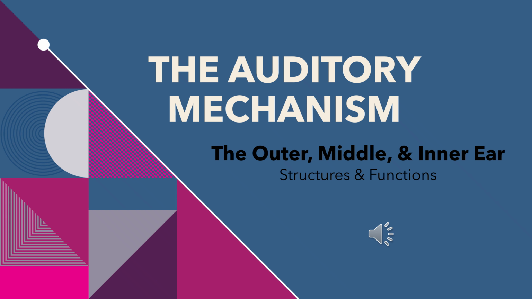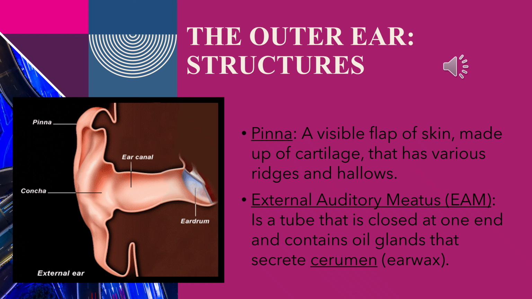The auditory mechanism. The structures of the outer ear are the pinna, which is a visible flap of skin made up of cartilage that has various ridges and hollows, and the external auditory meatus, EAM, which is a tube that is closed at one end and contains oil glands that secrete cerumen, which is earwax.